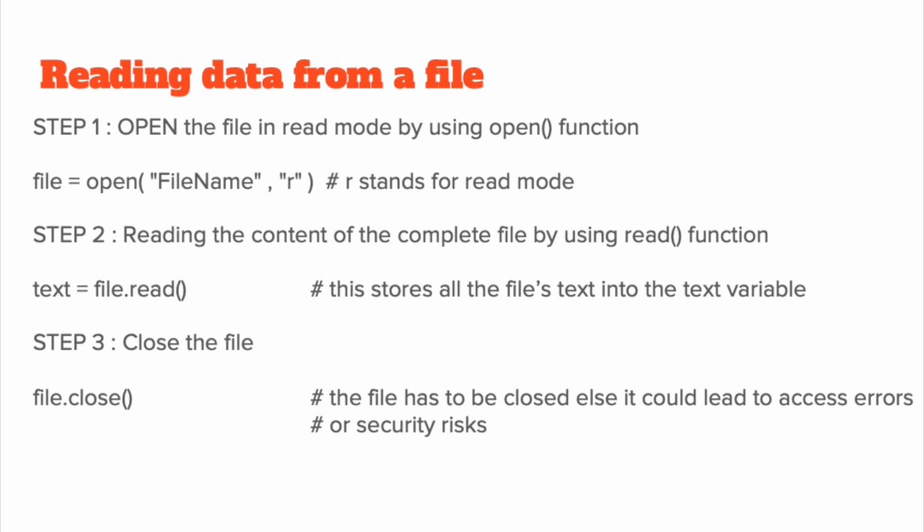So how do we go about reading data from a file? Well, step 1 is to open the file, especially in read mode, and you use the open function. So in Python, we use file equals open brackets file name in strings, comma, R in quotes. And this R stands for read mode. So it's pretty simple. So open whatever file name .txt, comma, in read mode.